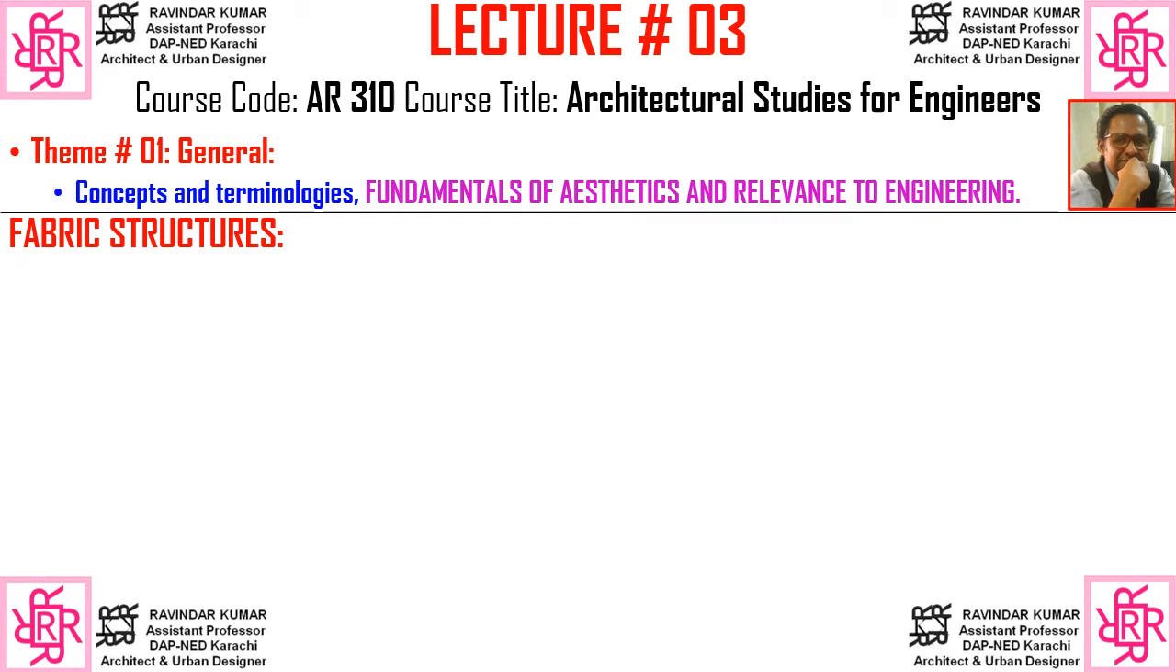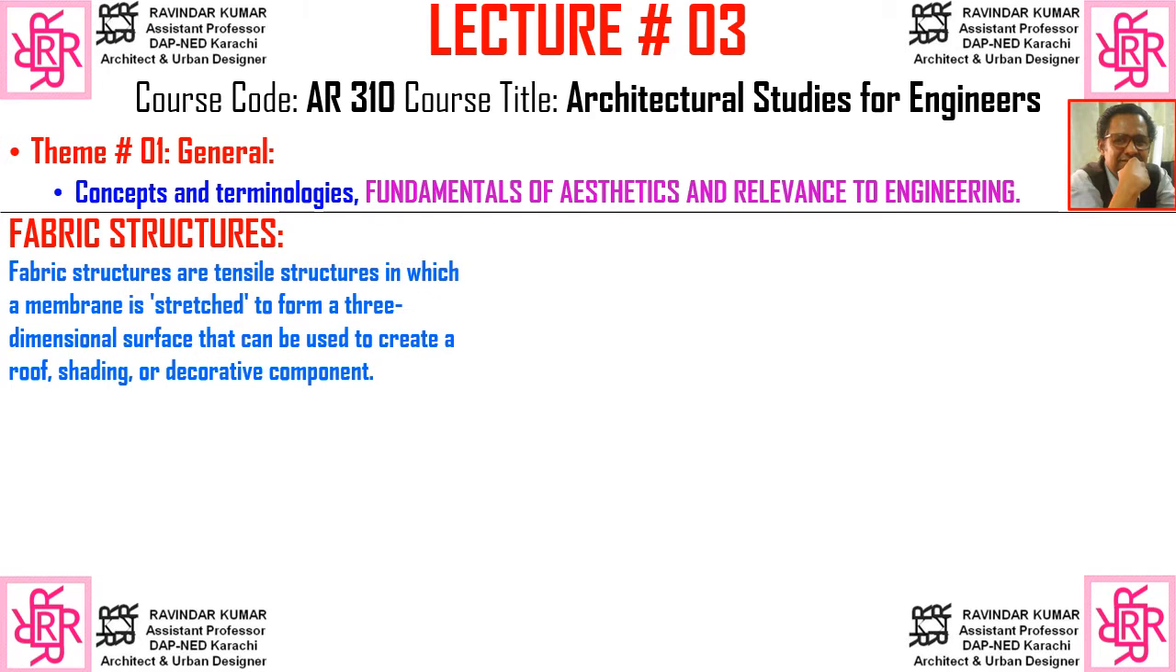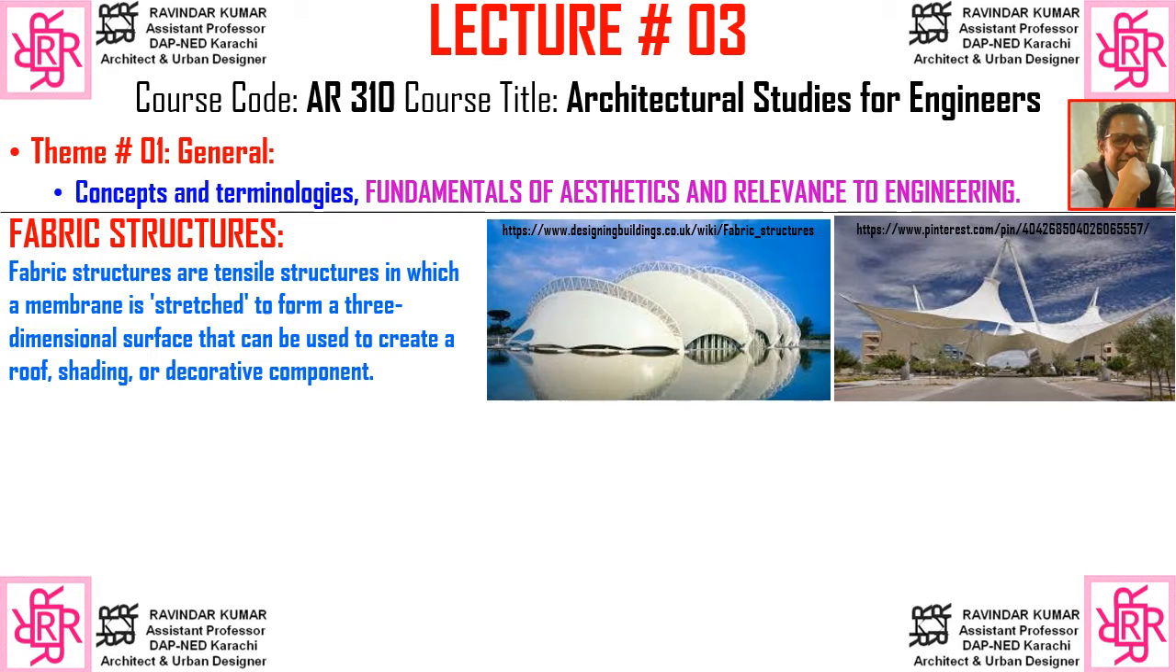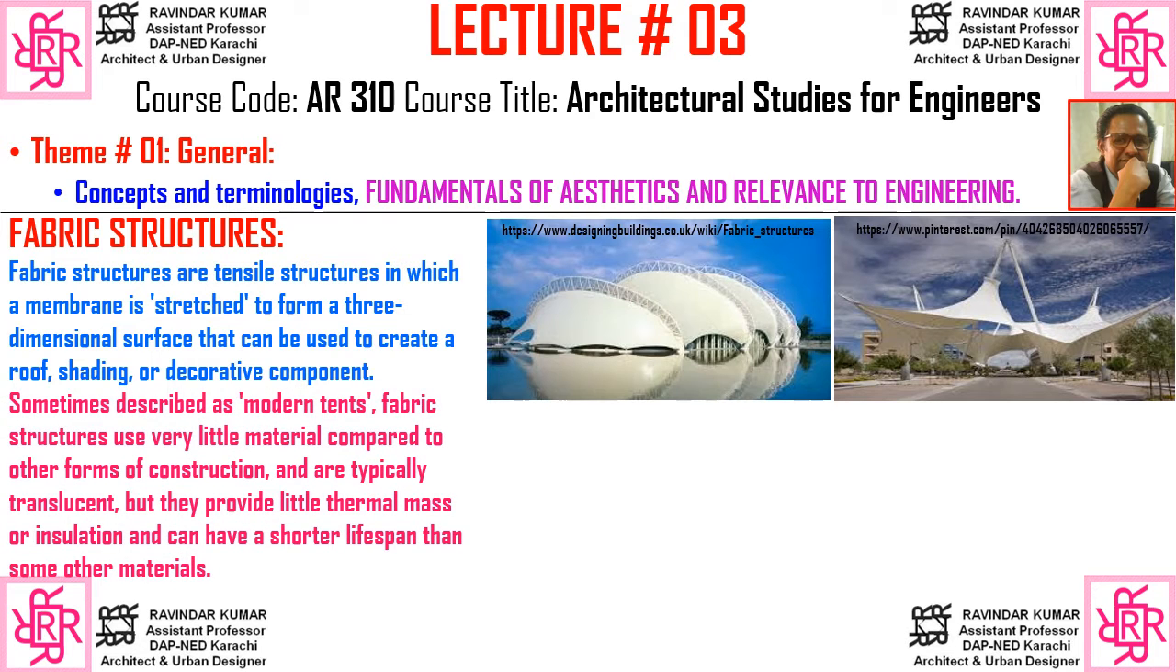First of all, let's begin with the fabric structures. Fabric structures are tensile structures in which a membrane is stretched to form a three-dimensional surface that can be used to create a roof, shading, or decorative component. Look at the examples of the fabric structures. Sometimes described as modern tents, fabric structures use very little material compared to other forms of construction and are typically translucent, but they provide little thermal mass or insulation and can have a shorter lifespan than some other materials.